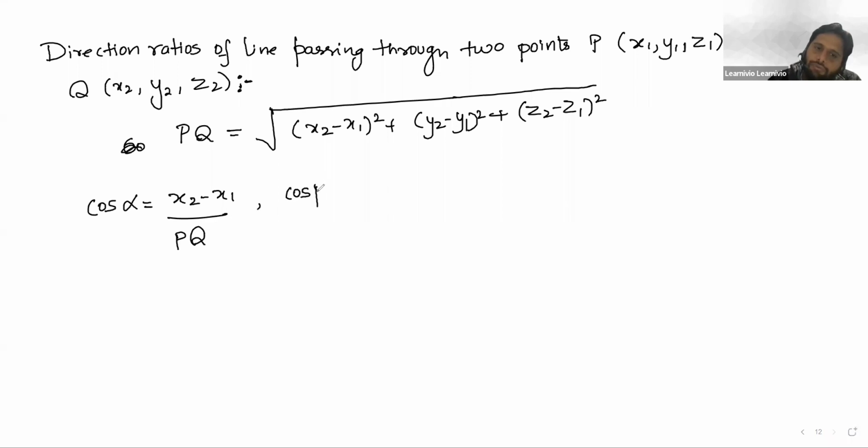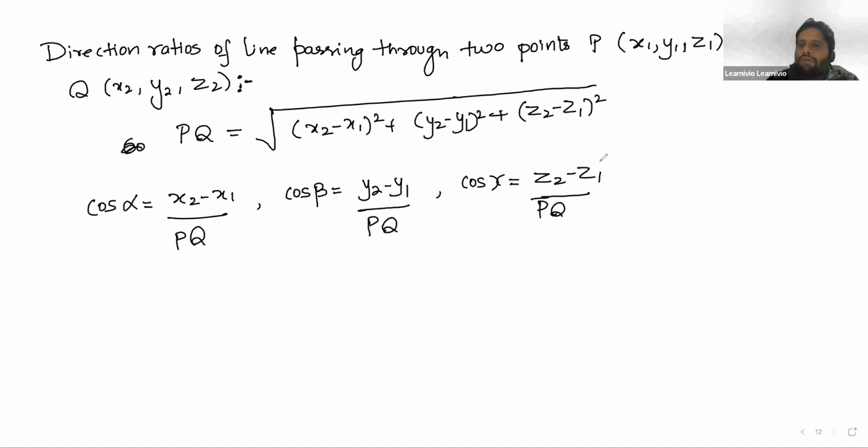Cos beta is equal to y2 minus y1 by PQ. Cos gamma is equal to z2 minus z1 by PQ. So if 2 points are given and they ask you to find the direction cosine, then please use this formula: x2 minus x1 by the complete distance PQ. Similarly cos beta, similarly cos gamma. Note this down and try this question.